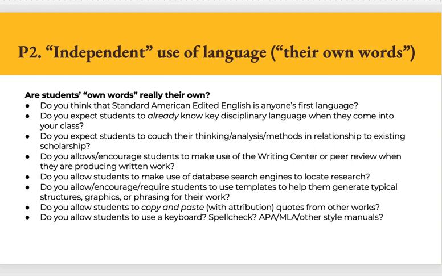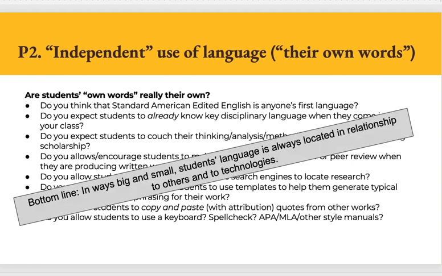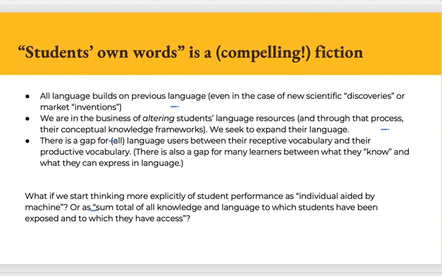And finally, do you allow students to use a keyboard, spell check, APA, MLA, other style manuals? Again, all of those are ways that their own words are being mediated by technologies. Here I'm considering a style manual in some ways a type of technology. And so the takeaway for me here is, in ways big and small, students' language is always located in relationship to others and technologies.